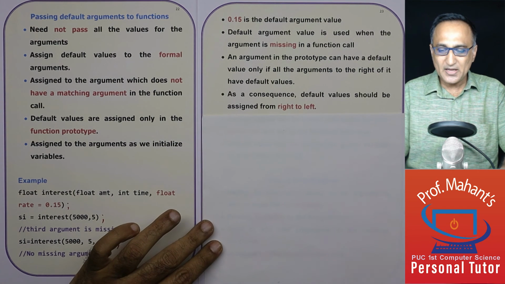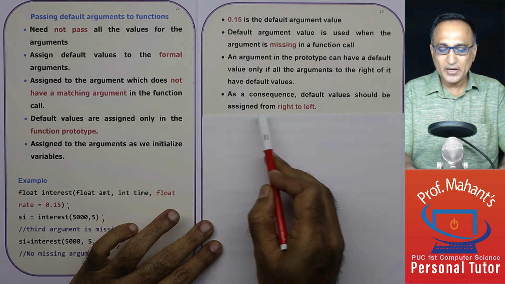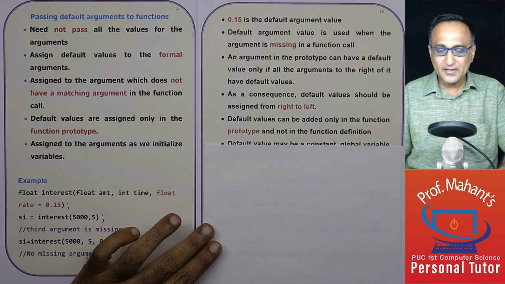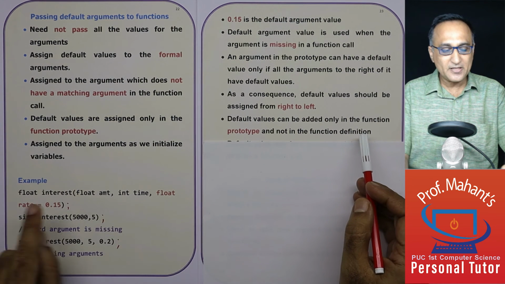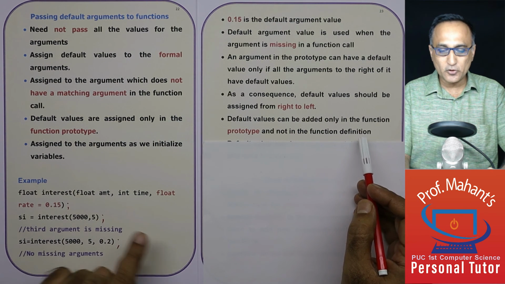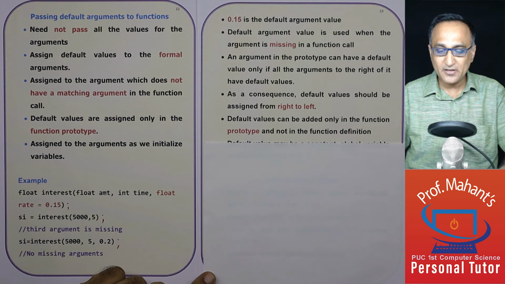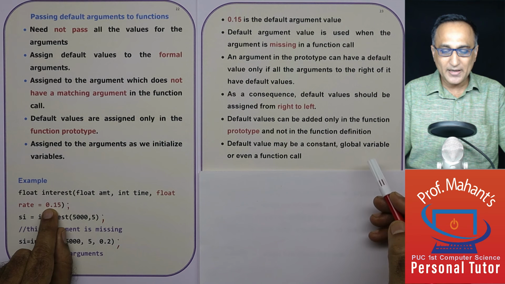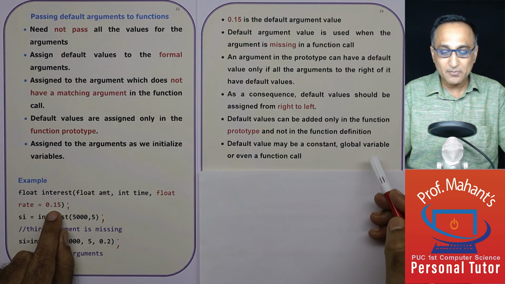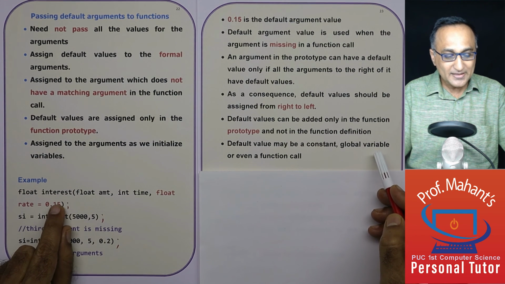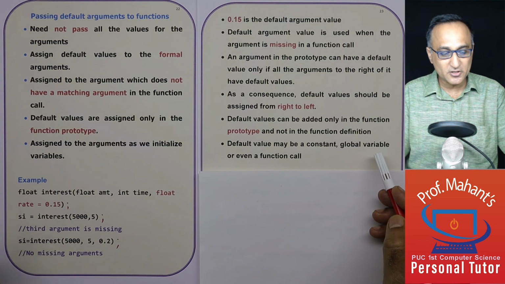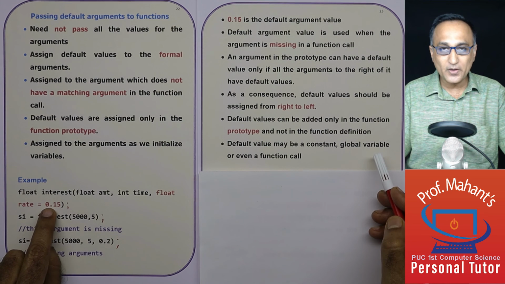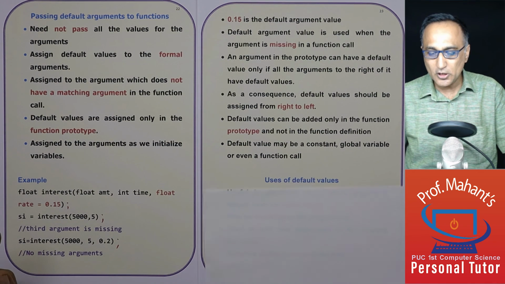So what is the moral of the story? As a consequence, default values are assigned from right to left. Default values can be only provided in the function prototype. This is the function prototype and not in the function definition. Default values may be a constant value like this. They can be a value of a variable, a global variable, or they can even be a call to another function. For example, I can call a function called square root here. Rate is assigned square root of something. Okay, that is also possible.